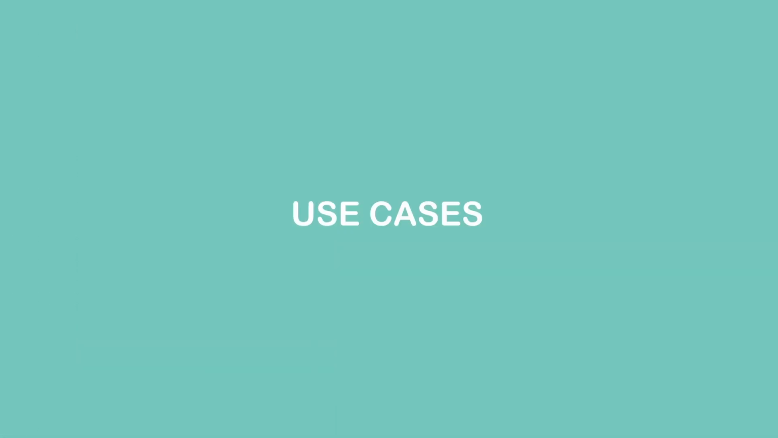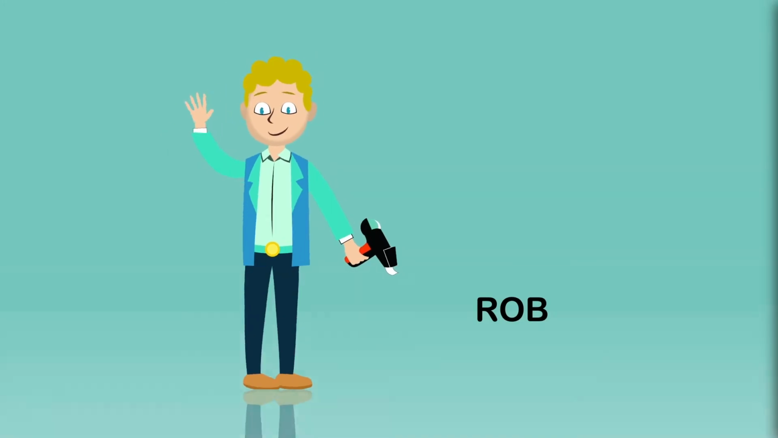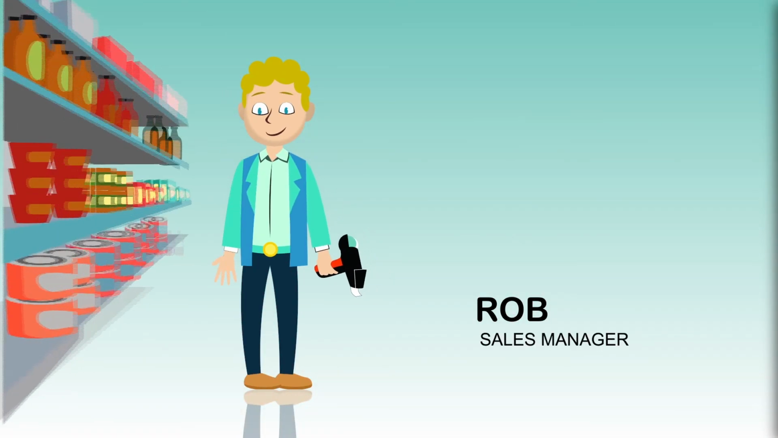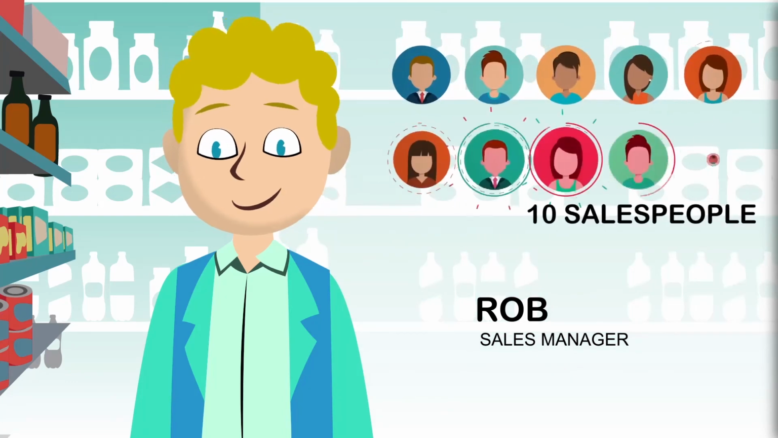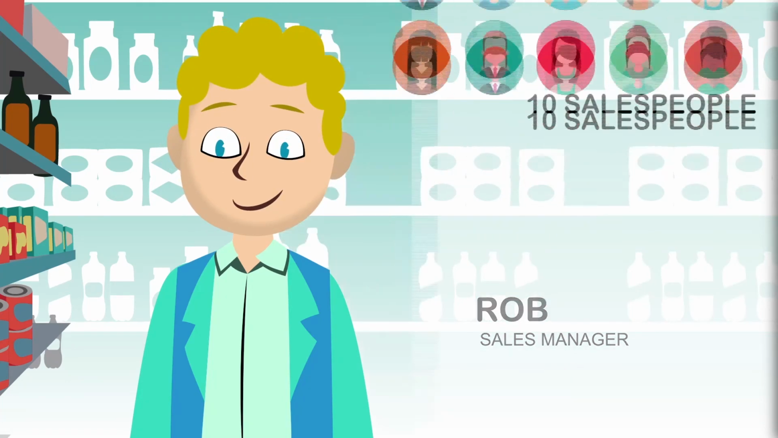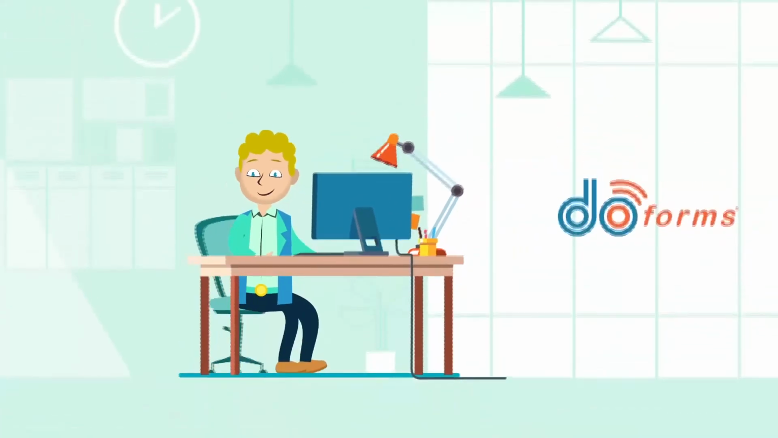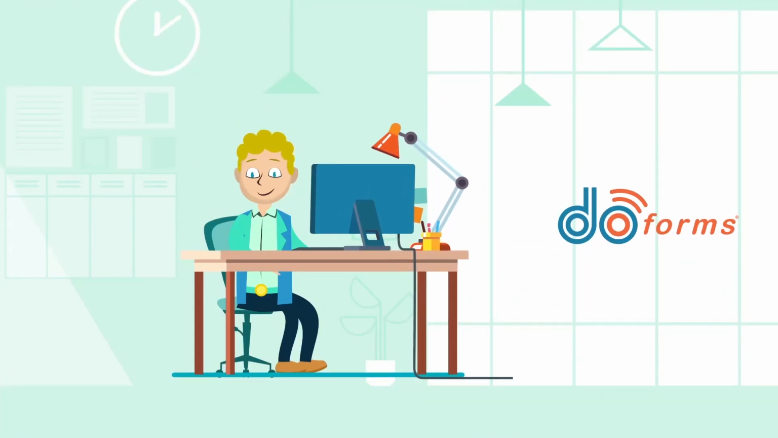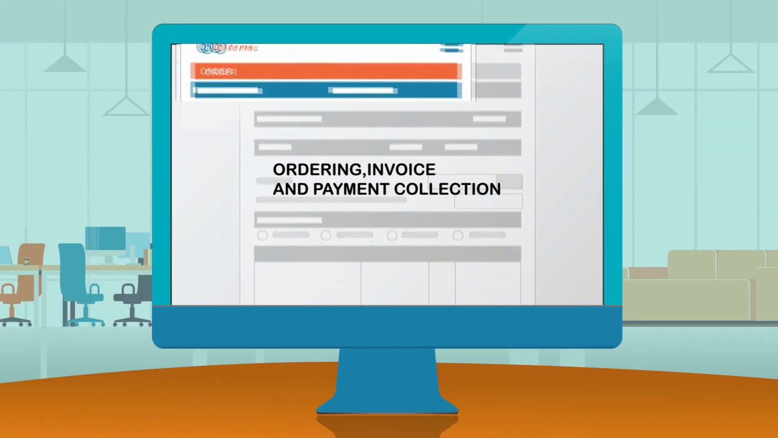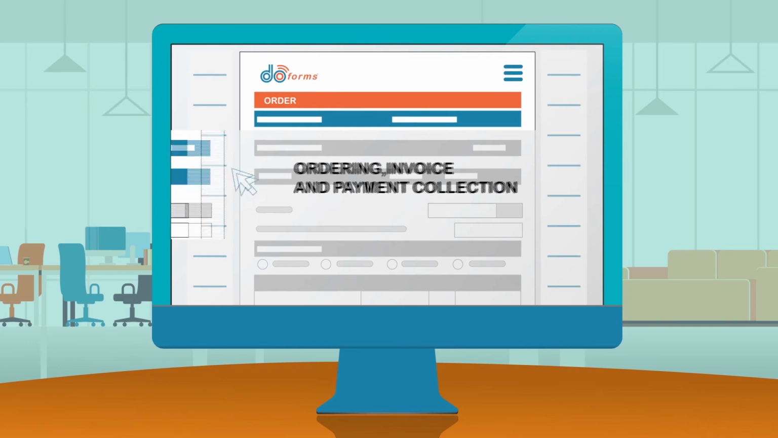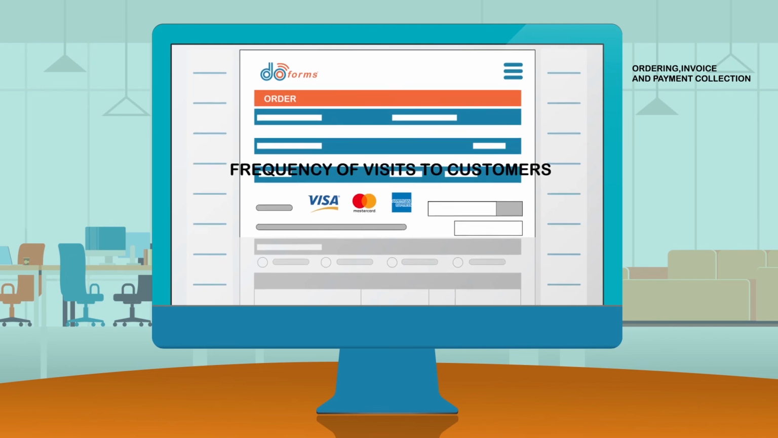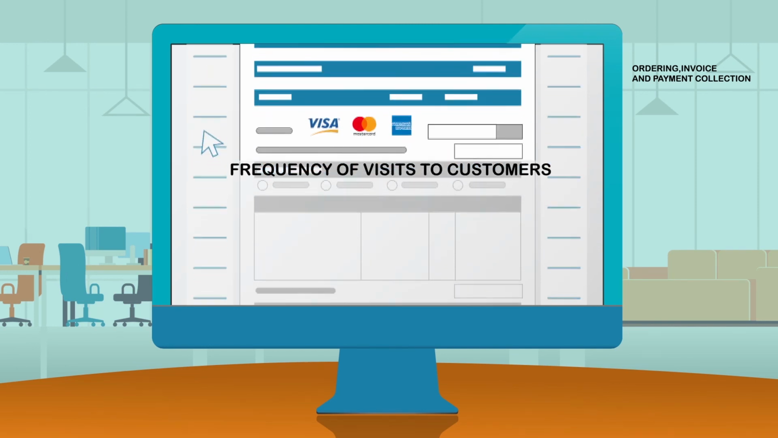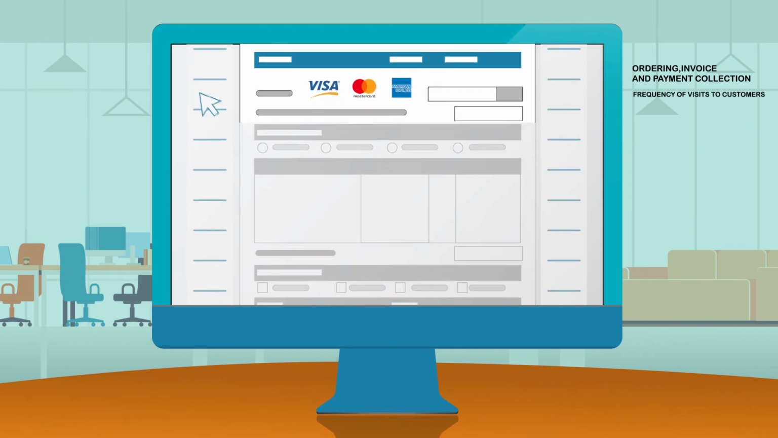Let's look at some use cases. Rob is the sales manager of a consumer products distribution company. He oversees 10 salespeople and is looking to rapidly recover revenue. By using doForms, Rob starts his digital transformation by creating a form that can place an order, invoice, and collect a payment. Rob has identified that he must verify the frequency in which his salespeople visit his customers. He needs to be assured that they, his clients, are well served.